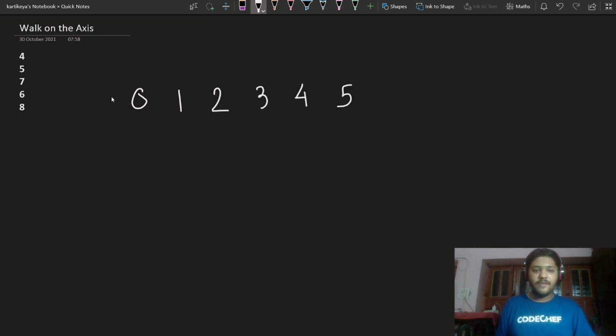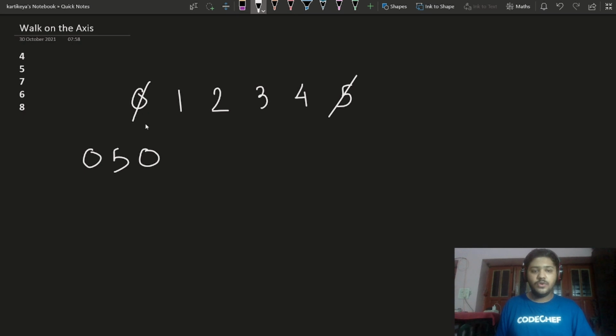Now I will write a sequence in which I would visit these points. Initially I am at point 0. I would go to the rightmost point, which is 5. I would turn it off. After this, I would go to the leftmost point, which is 0. I would turn it off.